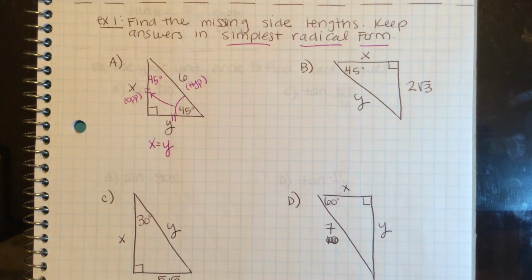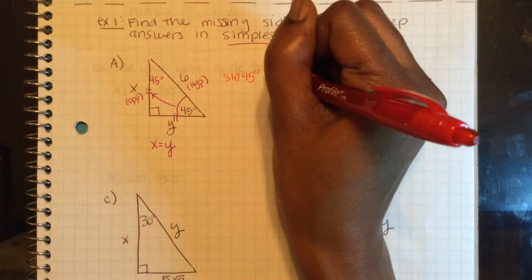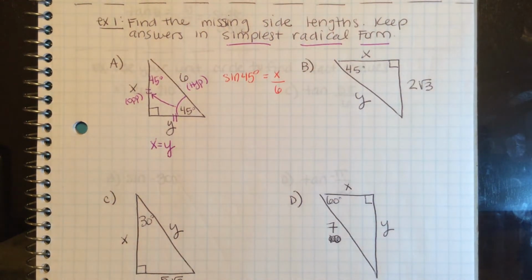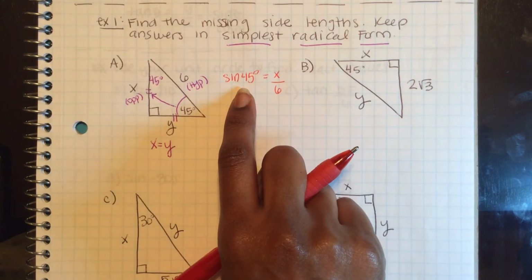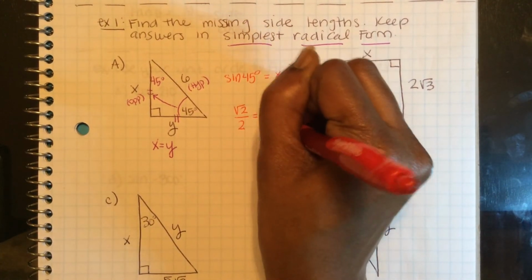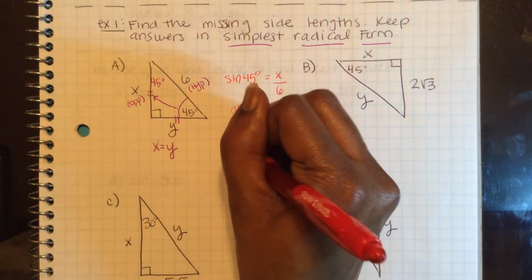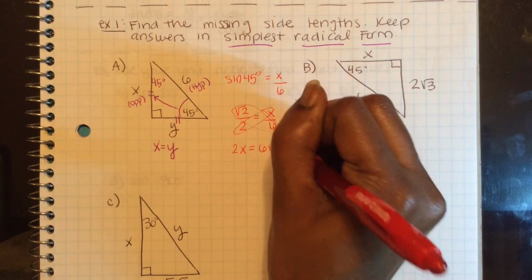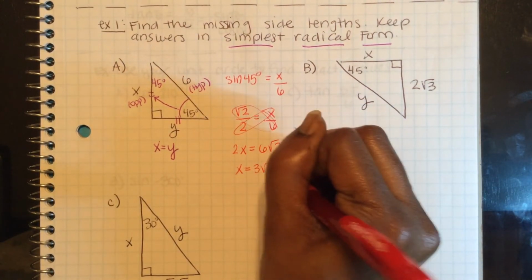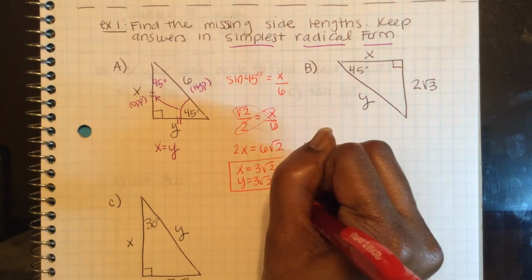So what trig ratio can I set up? Sine of 45 equals opposite over hypotenuse. So sine of 45, I memorize, is square root 2 over 2 equals x over 6. Cross multiply, 2x equals 6 square root 2. Divide by 2, x equals 3 square root 2, which means that y equals the same thing.